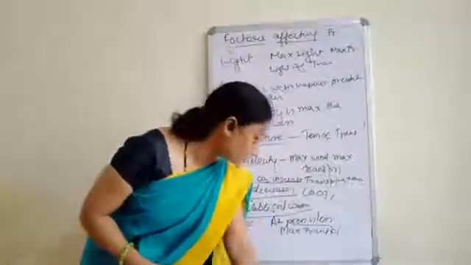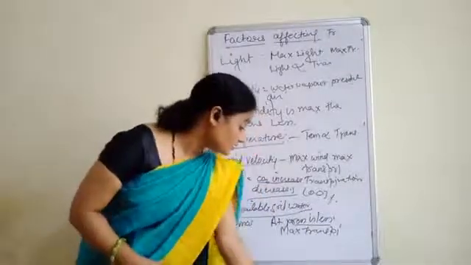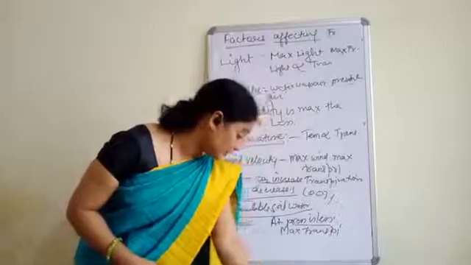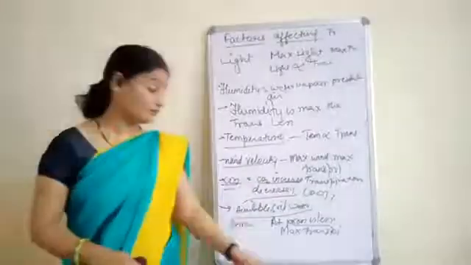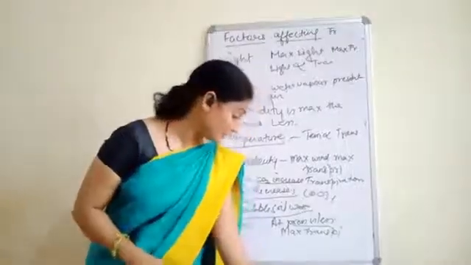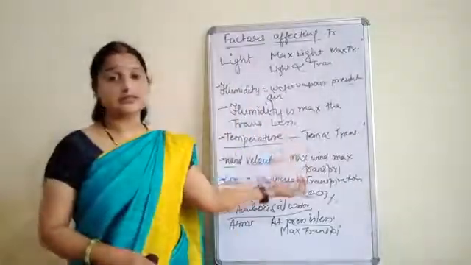Now in the next part, children, we will do adaptation in plants, then guttation and bleeding. Three more topics are there that we will finish in the next part. Till then, you revise this. Thank you.